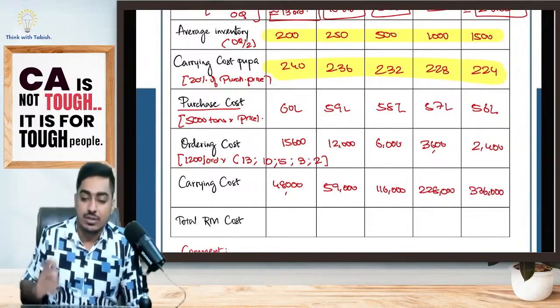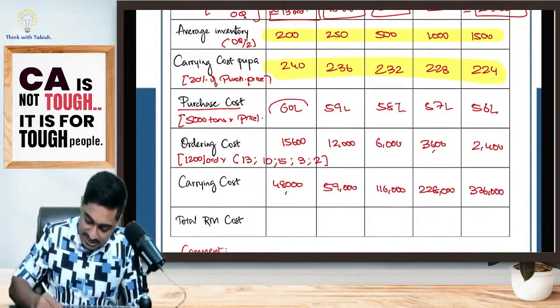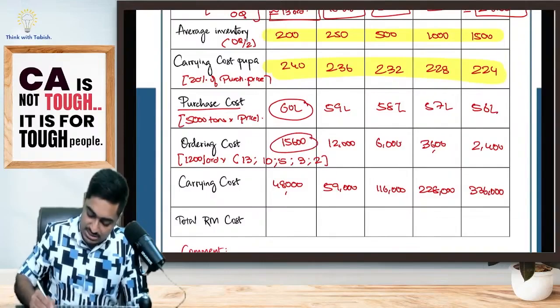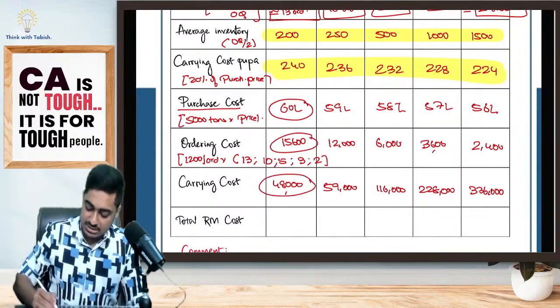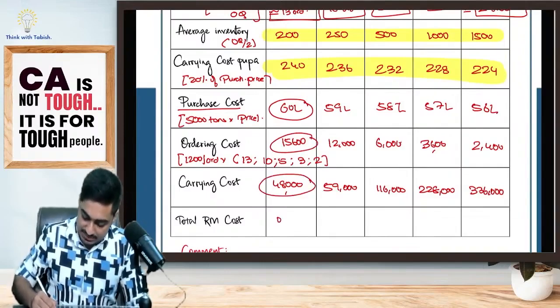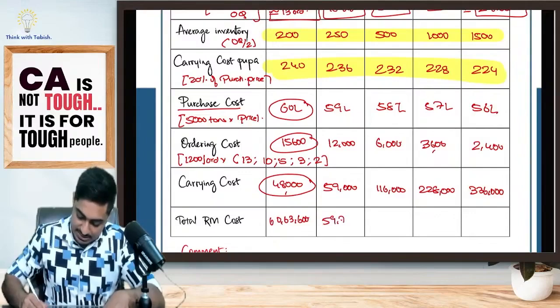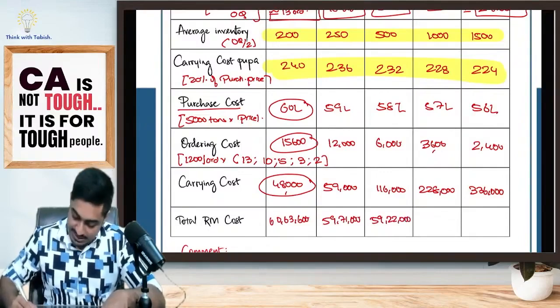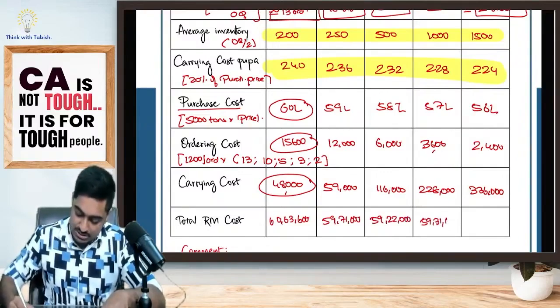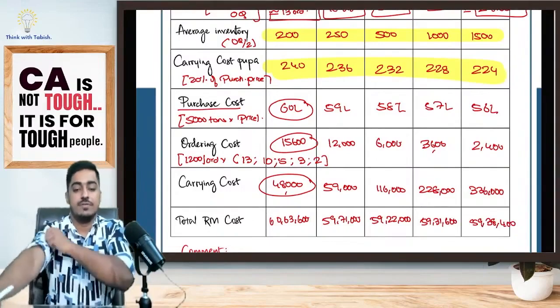Now I'll have to calculate the total cost, adding everything. 60 lakh purchase, 15,600, 48,000, which gives 60 lakh 63,600. Okay, this is 59 lakh 71,000, this is 59 lakh 22,000, this is 59 lakh 31,600, and this is 59 lakh 38,400. Yes or no, everyone?